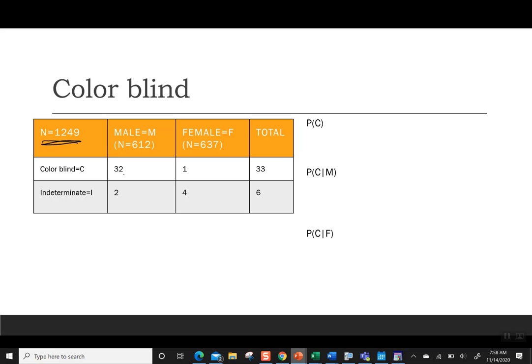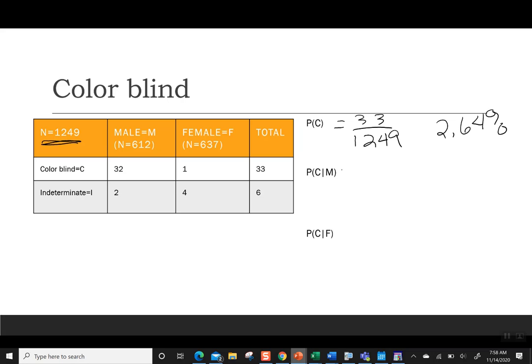We had 32 males that were colorblind and 1 female, for a total of 33 people. And for the ones they couldn't determine, we had 2, 4, and 6. I'm going to stick to the colorblind part. So in general, let's first ask, what's the probability somebody was colorblind? Well, this would be 33, the total people that were colorblind, over our total set, 1,249. For perspective, I'm going to make these percents. So this says 2.64%.